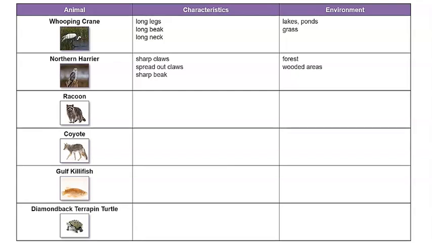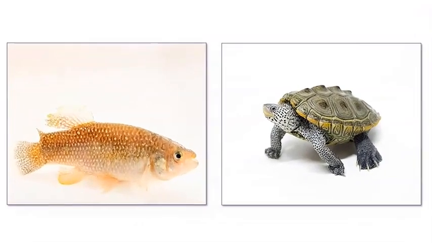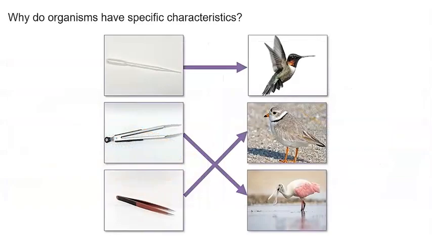Wow, we made a lot of observations. Let's record what we noticed about the raccoon and coyote in our chart. Your task for today will be to complete the chart for these two animals, the Gulf killifish and the diamondback terrapin turtle. So why do organisms have specific characteristics?